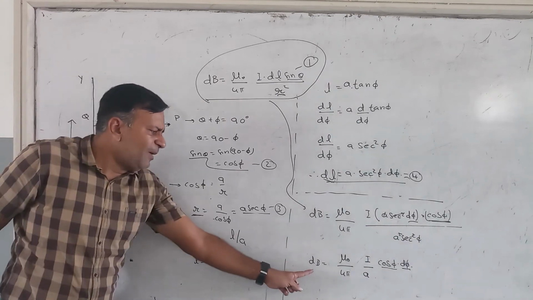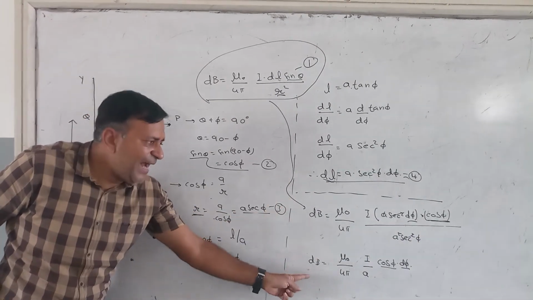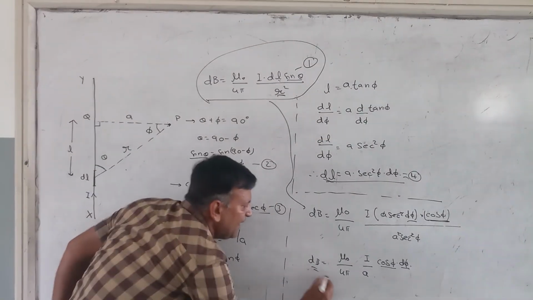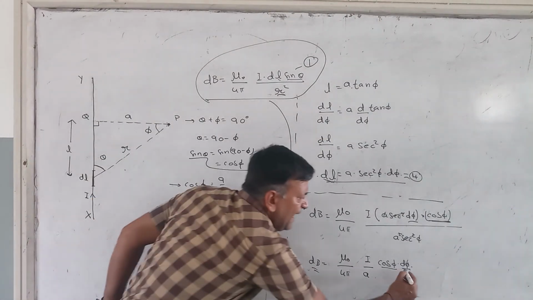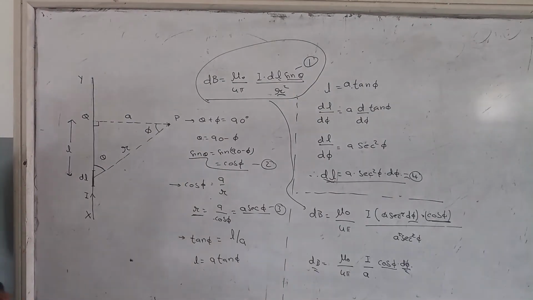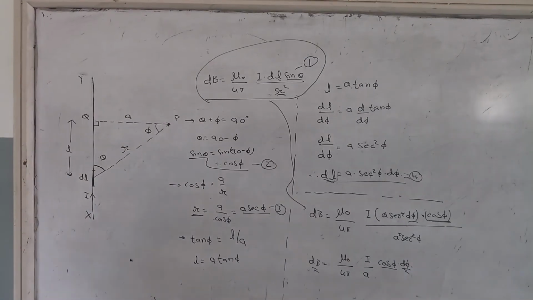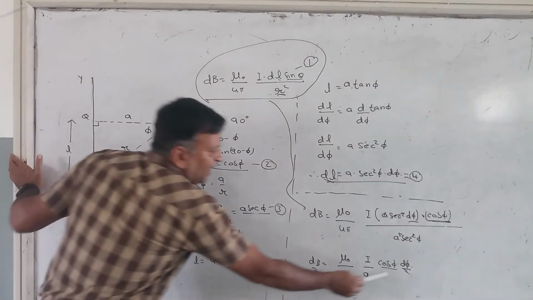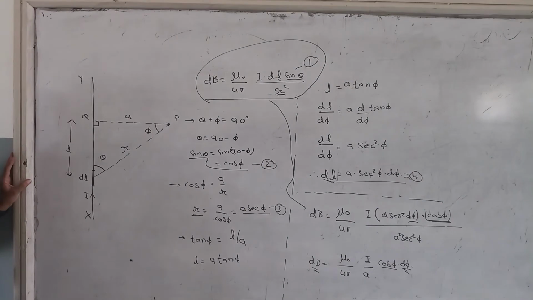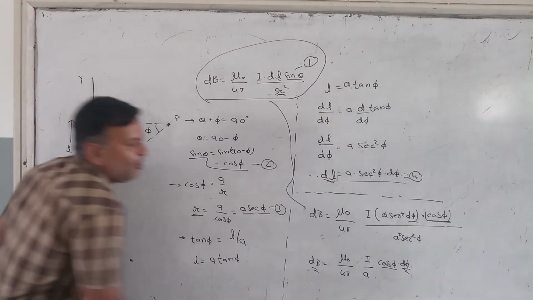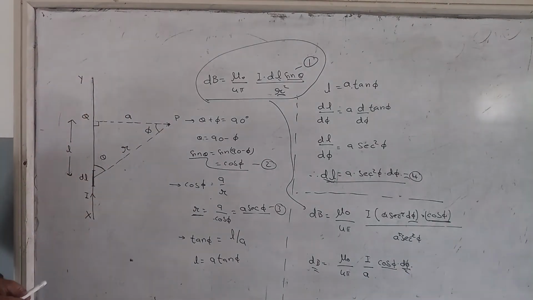Okay, now the problem is to find the magnetic field with respect to angle. What is it? See, what is here? It is magnetic field. What is here? It is angle. So the problem now reduces to calculating the magnetic field in terms of angles. Alright? So what angle do we have? We have angle phi over here, angle phi over here.